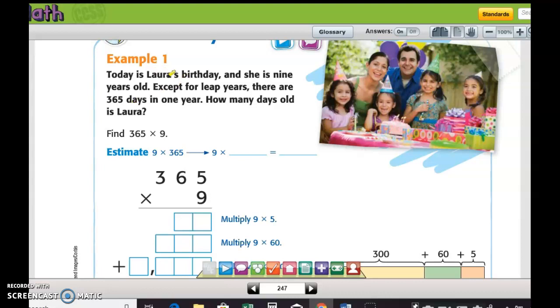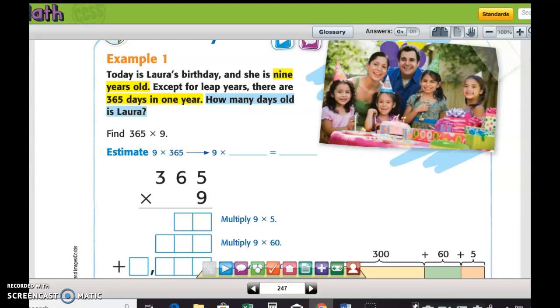So in order to answer that, I need to know she's 9 years old, and they tried to trick us by putting it in word form. 365 days in a year. Those are our facts we need. And the question we need to answer is, how many days old is Laura?